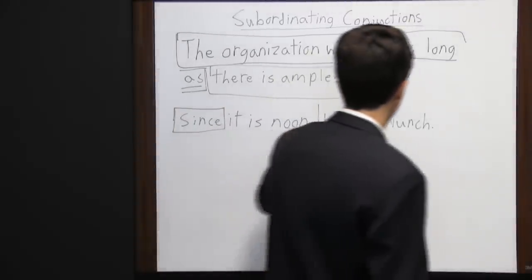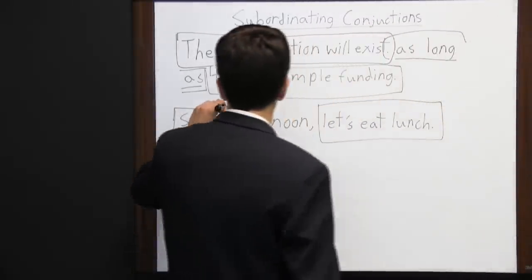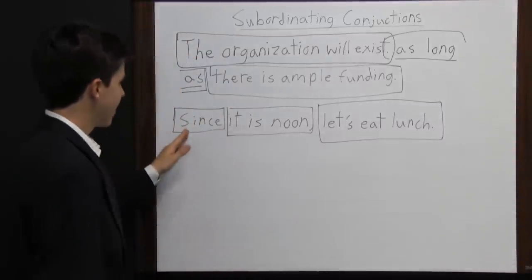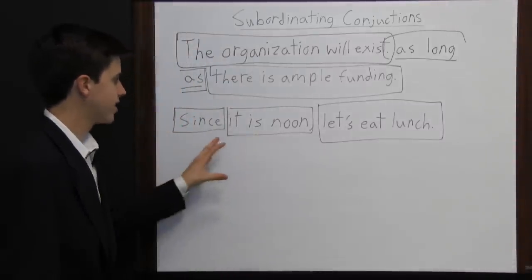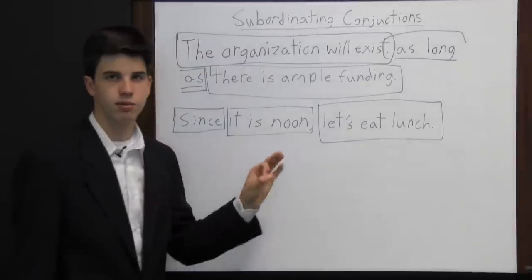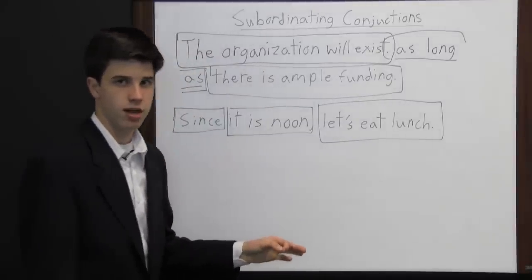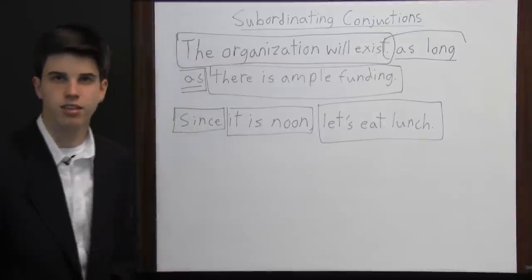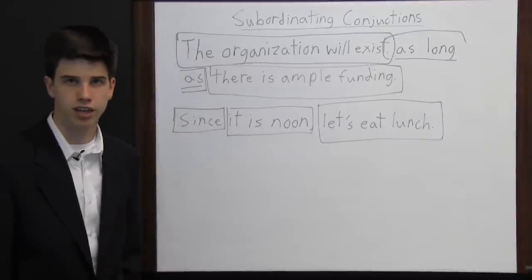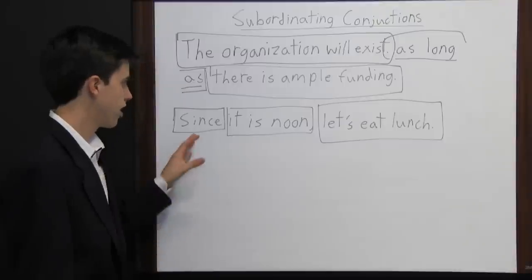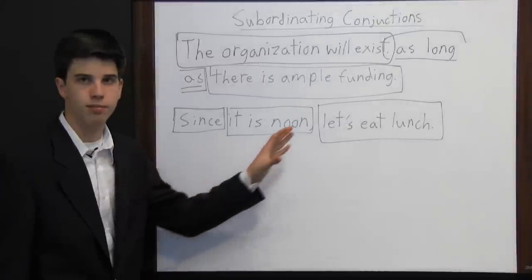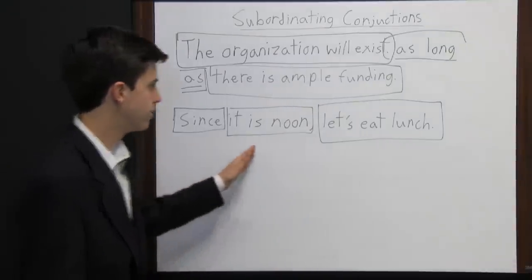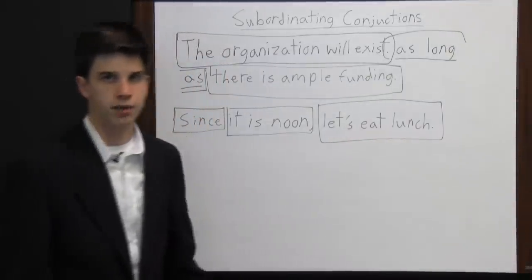Now again, let's eat lunch could be a sentence by itself, and it is noon could be a sentence by itself. But when we add since to it is noon, it makes this part of the sentence dependent on some other words to complete the sentence. Because if we just said, since it is noon, that wouldn't make any sense. That would be a fragment because it's incomplete. So a subordinating conjunction makes the rest of the sentence dependent on something else to complete it. That way, since it is noon, let's eat lunch, makes sense.